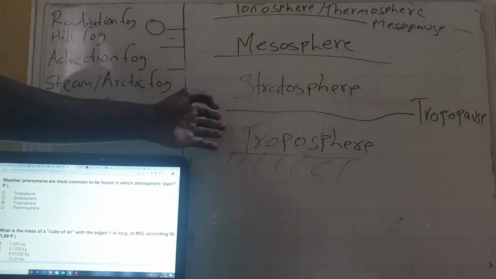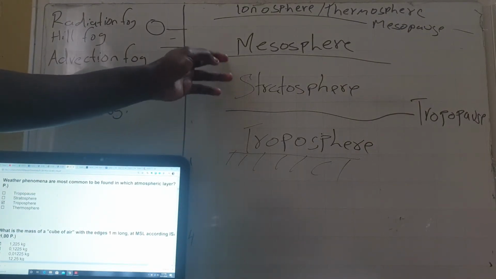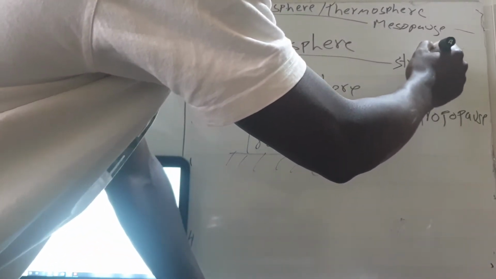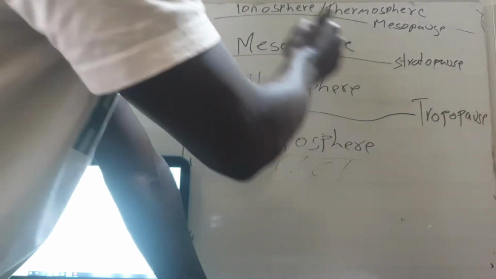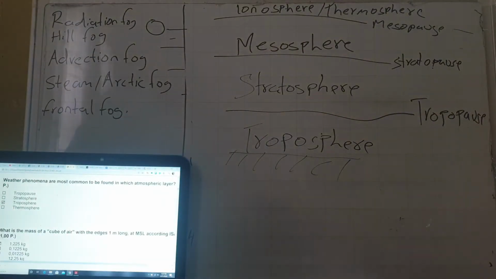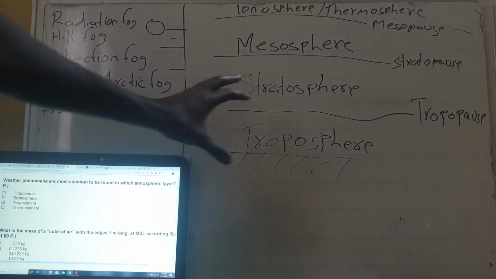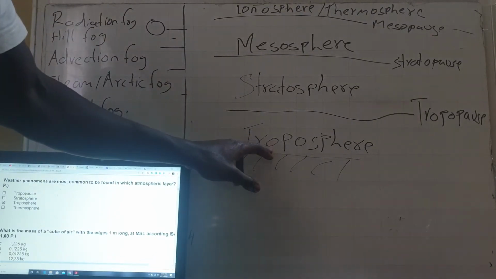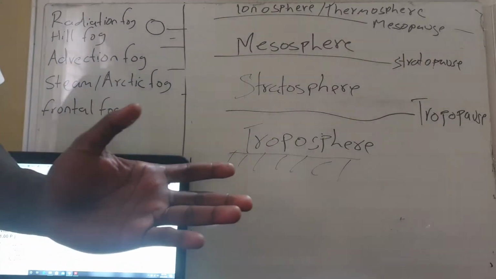So troposphere, tropopause, stratosphere, stratopause, mesosphere, mesopause. Okay, that's it. So they're asking us, most of the weather phenomena occurs in the troposphere. Why is this the case?